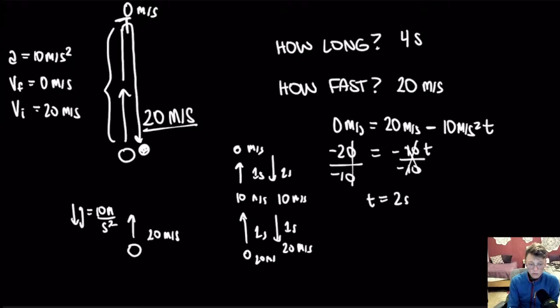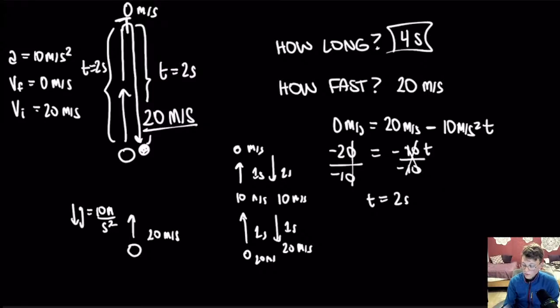So we know that to go from the bottom to the top, this guy right here, that's going to take 2 seconds. And like I said, this other side is identical. So this is also going to take a t of 2 seconds. So there's our time, right? We use the equation this time. It's going to be a total of 4 seconds.